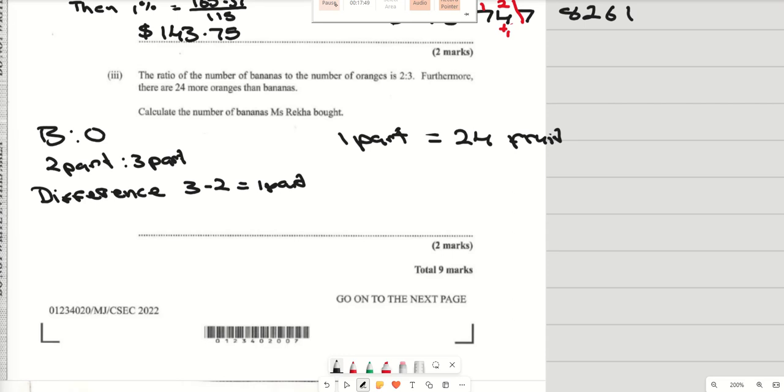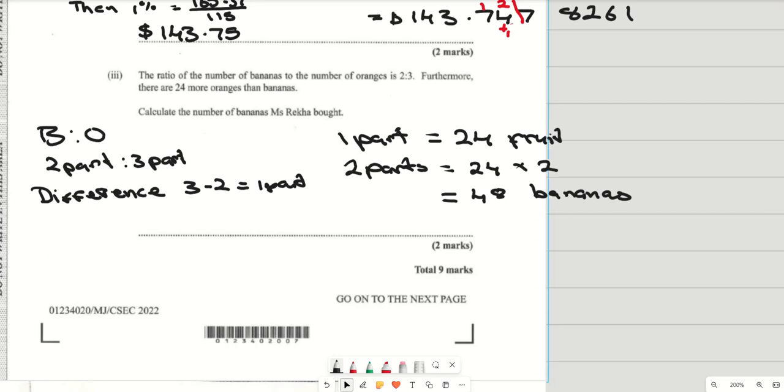Now the last part is calculate the number of bananas Ms. Reka bought. Now, how many parts is bananas? 2 parts. So if we know 1 part is 24, then 2 parts would be 24 multiplied by 2, which is equal to 48. And we know this is bananas we're talking about, so we can put 48 bananas. And that's how we would get this answer. And that is the end of May, June 2020.